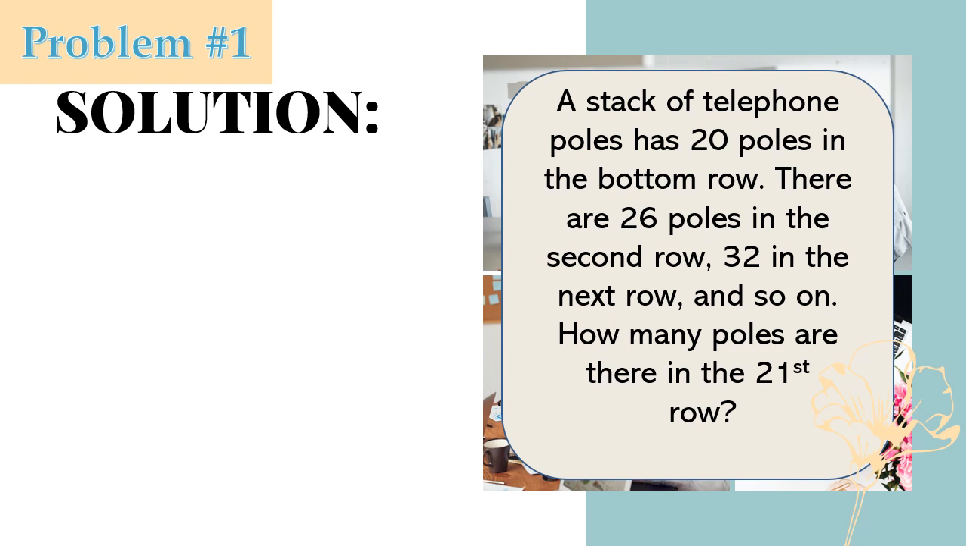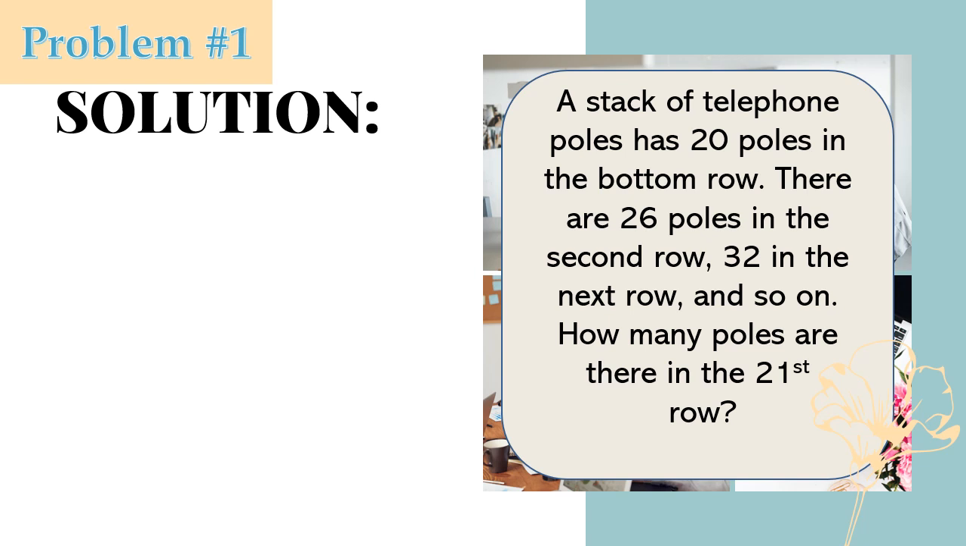So as you can see, based on the values or data given in the problem, a stack of telephone poles has 20 poles in the bottom row, or let's say this is our first term. There are 26 poles in the second row. So 20, next term is 26, and next to that, our third term is 32. So you take a look with the given data, 20, 26, 32. What do you think is involved in the given sequence? Do you think there is a common difference or common ratio?